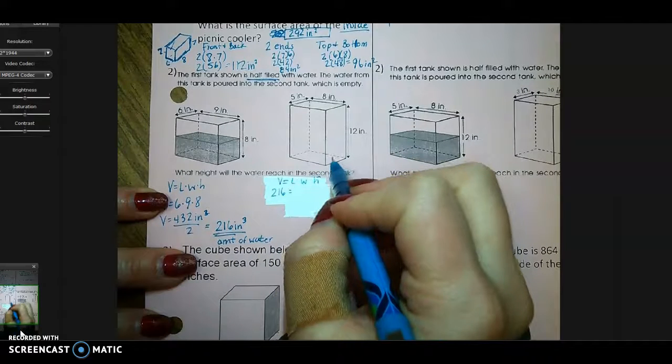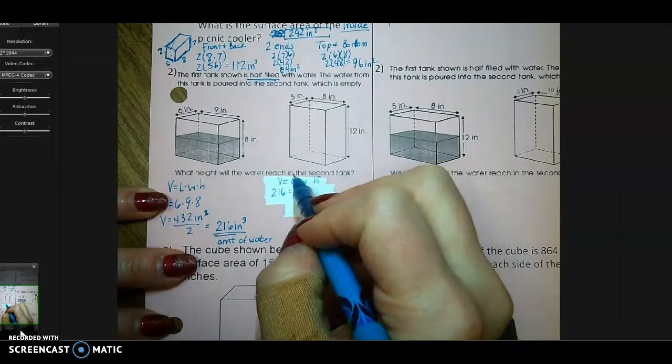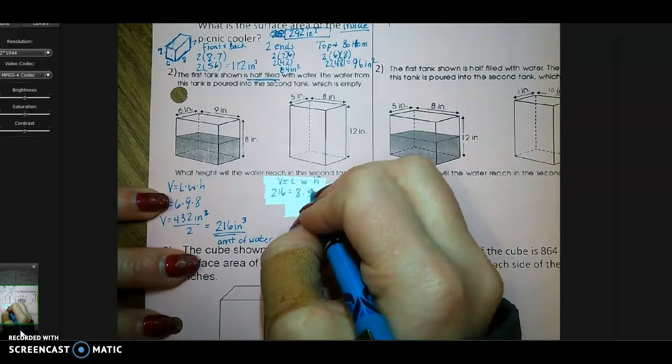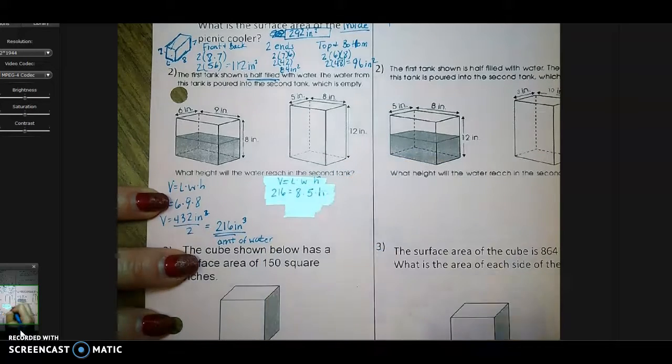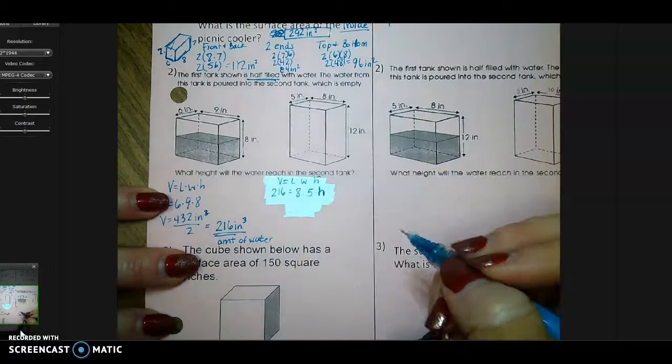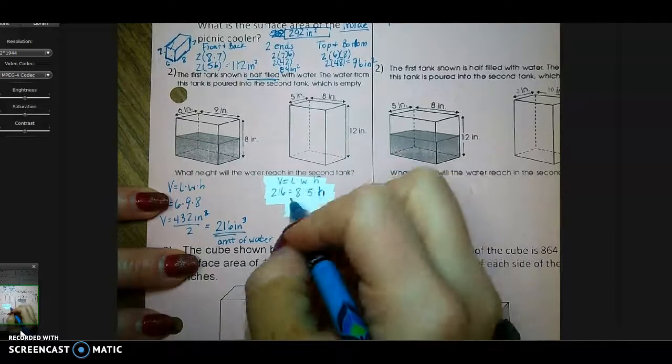Now, the length of my tank in this one, instead of being 9, is 8. And the width of my tank is 5, and we want to know, well, how high would that water be? So we're actually looking for the height of the water here, not the height of the tank. We know the height of the tank. We want to know how high the water's going to go.